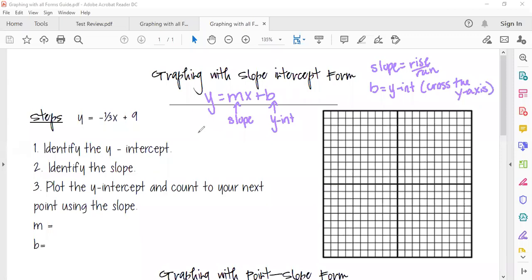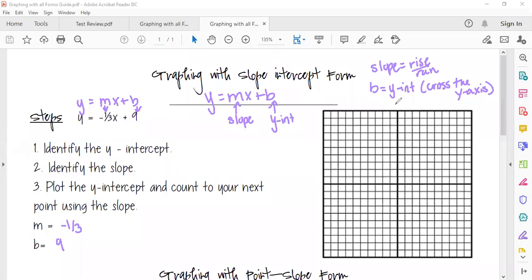First thing we're going to do is look at the example y equals negative 1/3 x plus 9. So we're going to identify the y-intercept and identify the slope. We always start with the y-intercept, so we plot the y-intercept first and count to our next point using slope. Look at this equation and line it up: mx plus b. M is negative 1/3. B has to be 9. So I'm going to start with 9.